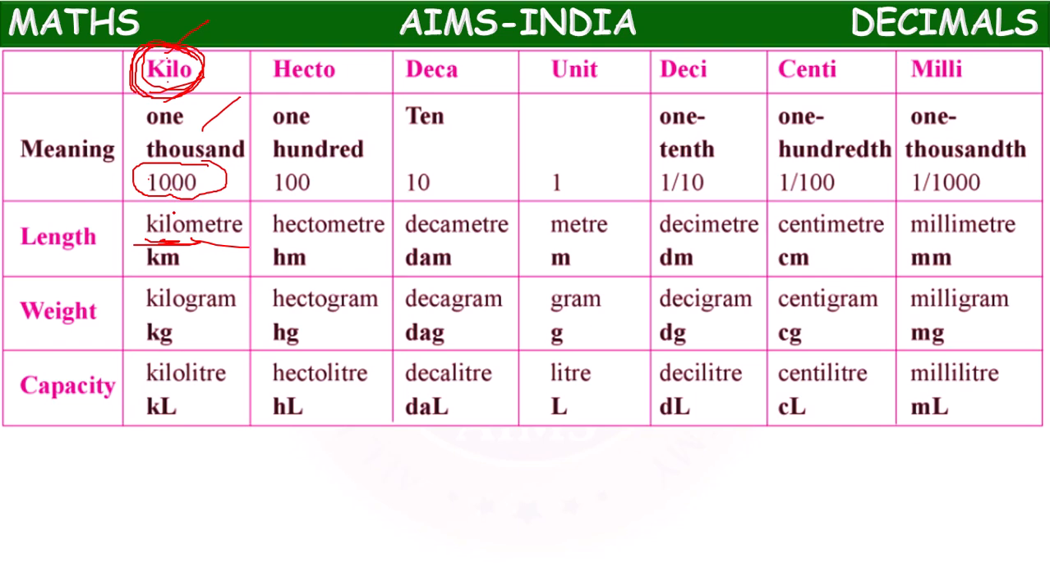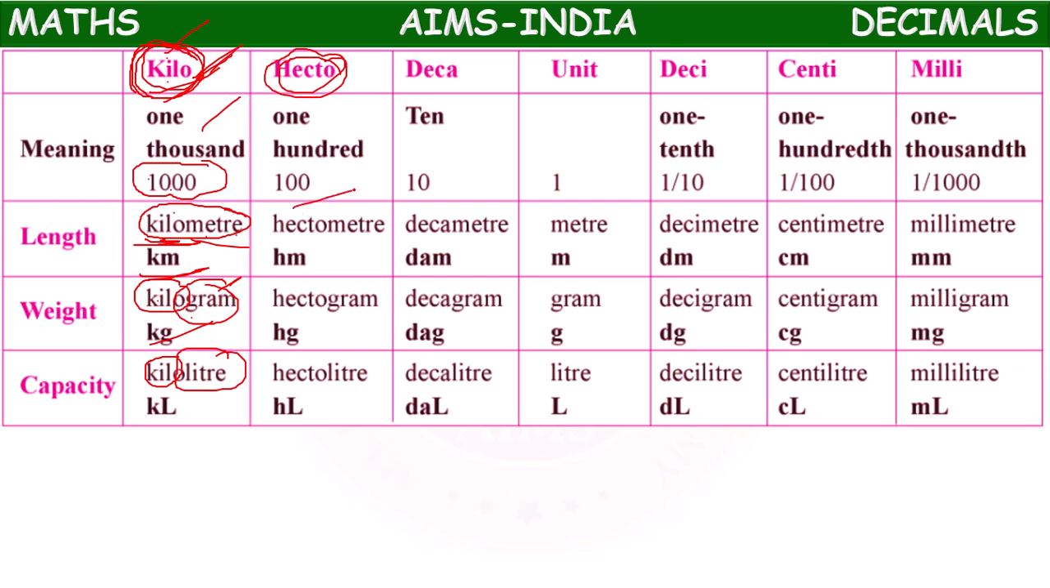In the place of kilo, we can keep 1000. 1000 meter is considered as kilometer, whose symbol is km. Kilogram: kilo stands for 1000 grams, kg. Kiloliter means 1000 liter. Like that, kilo stands for 1000.